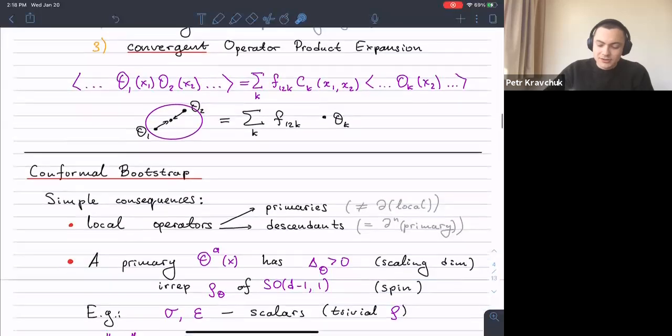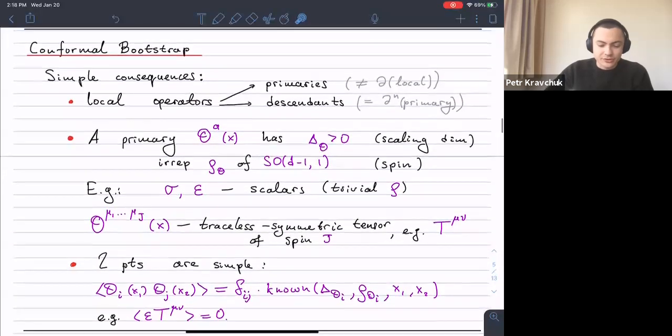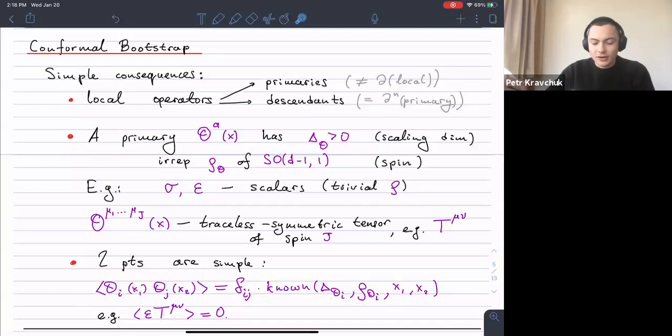Okay. So let me just say a few basic consequences of these axioms. First of all, one thing that you can do to local operators is take their space-time derivatives. Based on this, you can separate them into two categories: the primary operators, which are not a derivative of anything local, and then everything else are their descendants, some space-time derivatives of primary operators. This is a bit of an oversimplification. The primaries are also defined to satisfy simple conformal transformation laws.